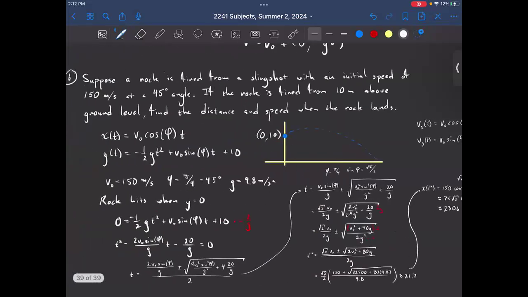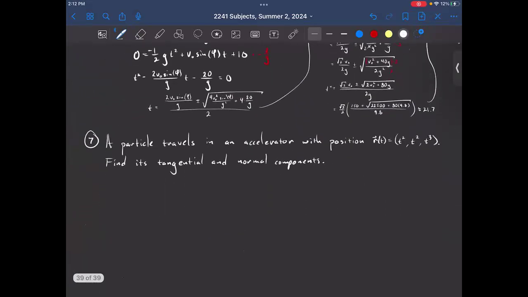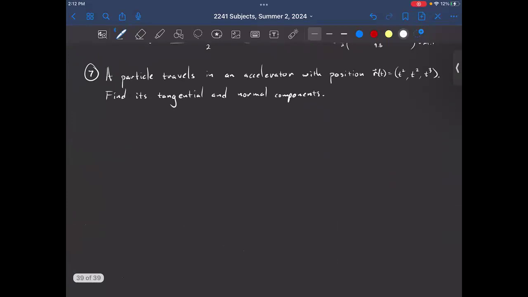Okay, so that brings us to our final problem of the video. That is, a particle travels in an accelerator with this position function. Find its tangential and normal components.